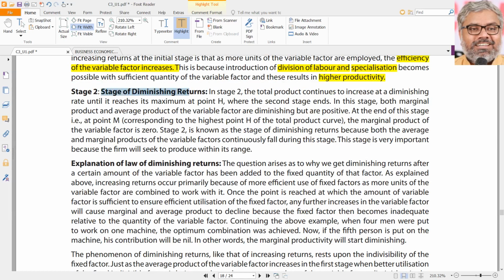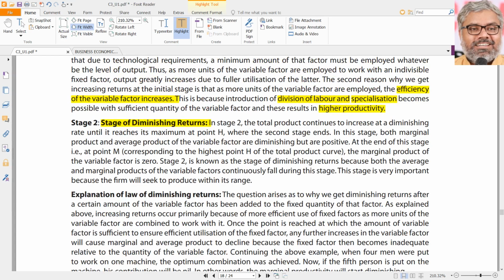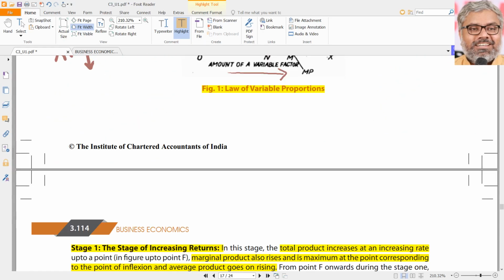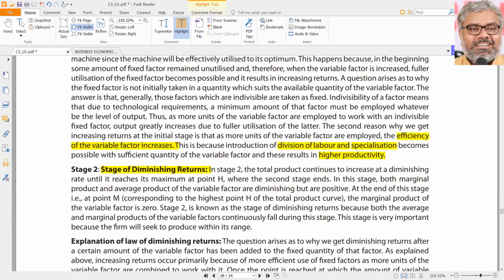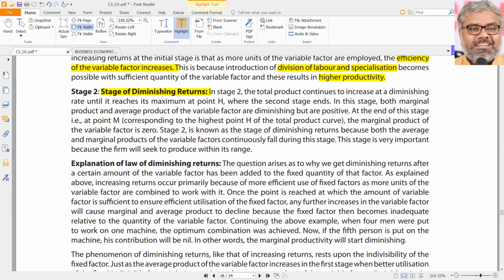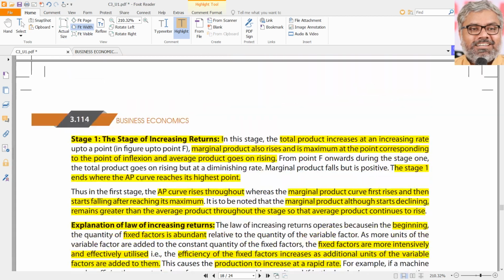Then stage 2. That is the stage of diminishing returns. Naturally, after reaching this point S, that is where the average product was already at its peak, and from there onwards the average product starts declining, and from there onwards marginal product is below average product. That is the starting point of stage 2, and that is the phase where we can call it the diminishing returns phase. So when will stage 2 start? Stage 2 will start where the average product is already at the peak.